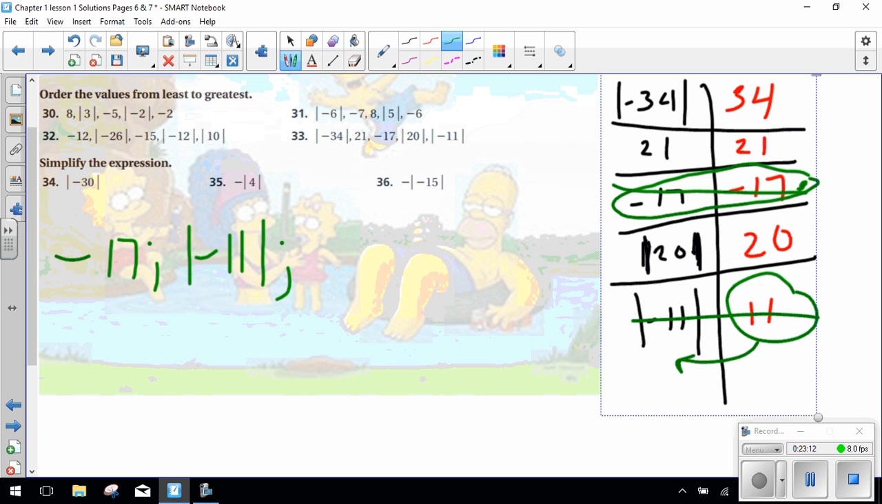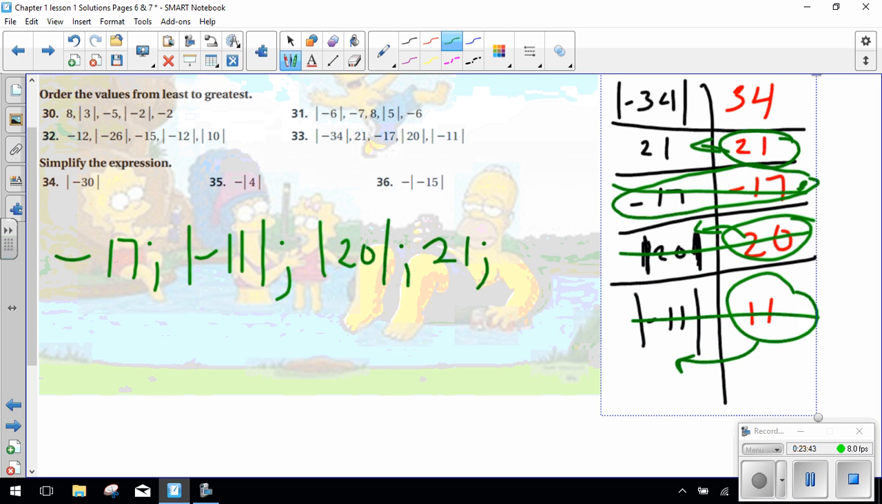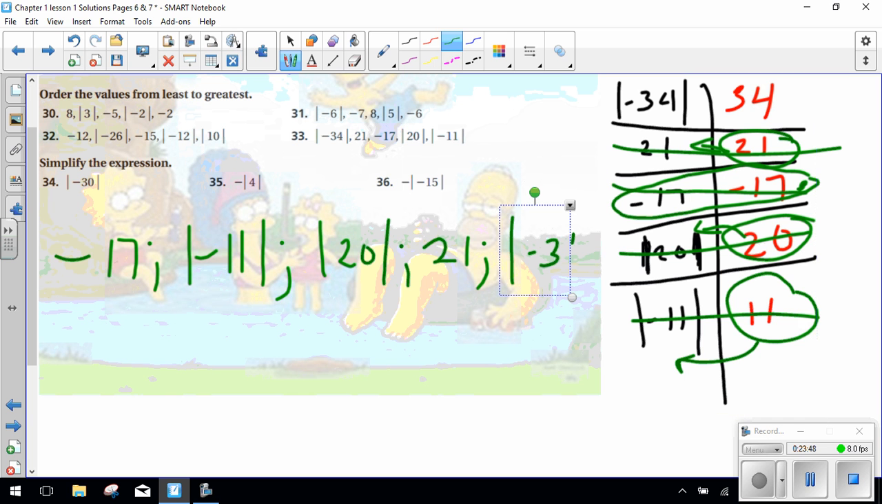So once again, going from 11, who comes next? 34, 21, or 20? So from 11, the next number that would come up on a number line in order would be 20. And its original number is the absolute value of 20. Okay, we can cross that out. So on a number line from 20, who comes next, 34 or 21? Hopefully you're saying 21, and the original there is also 21. Cross that out. And finally, we have the absolute value of negative 34.